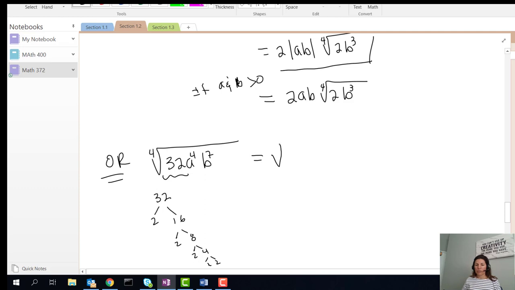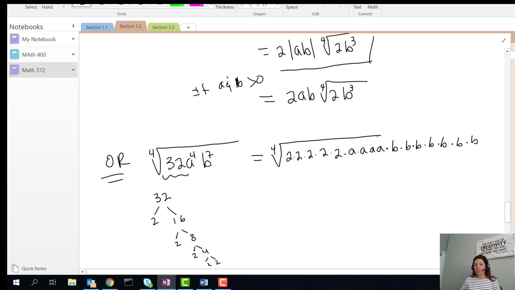And so when you write it, we want to say this is 2 times 2 times 2 times 2 times 2. There are 5, 1, 2, 3, 4, 5 2's. And then same thing with a to the fourth, and then b to the seventh. So this is why I'm saying this is the long way of doing it. So it's 1, 2, 3, 4, 5, 6, 7.